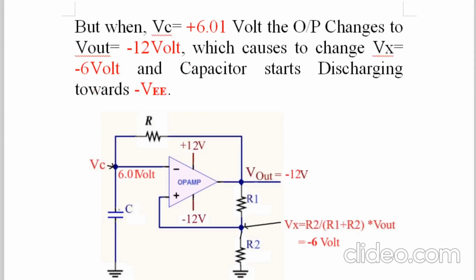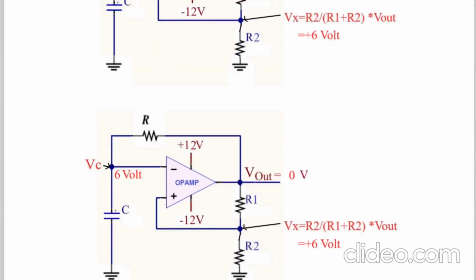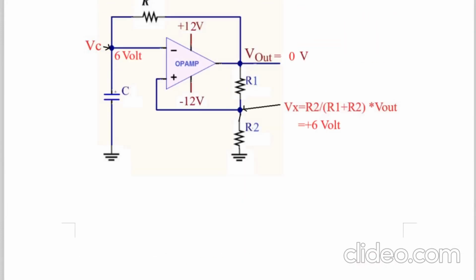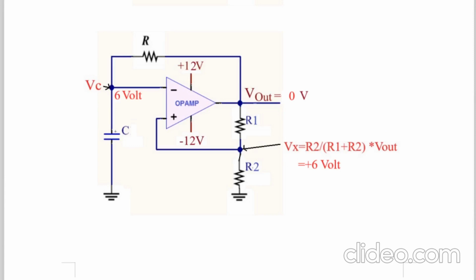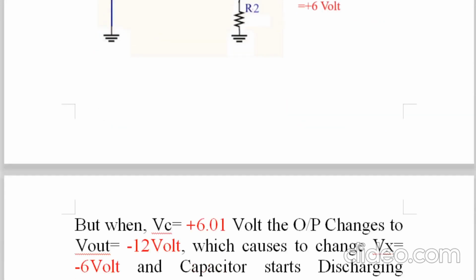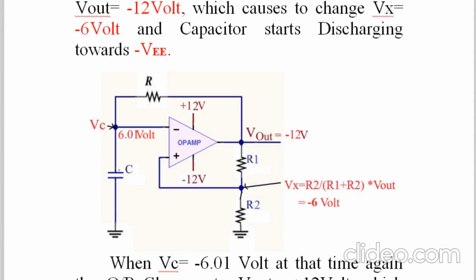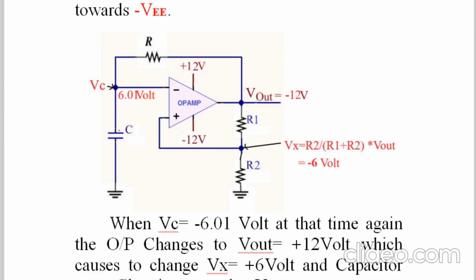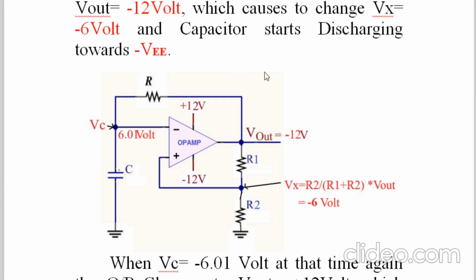So here, as soon as this terminal goes to minus 12 volt, two things happen. This point will change its voltage from plus 6 to minus 6. So this is minus 6. Now the capacitor started discharging from 6.01 volt. And as I told you, when discharging starts, from 6 volt onwards it will come down to 0 volt. So now suppose this is at 0 volt, the capacitor is discharged at 0 volt, and below 0 suppose it is minus 6 volt. So here the same diagram is there.